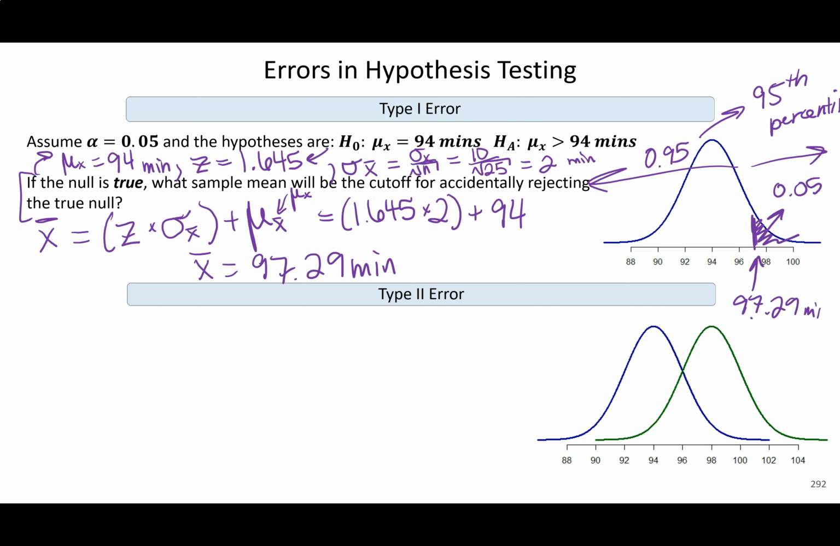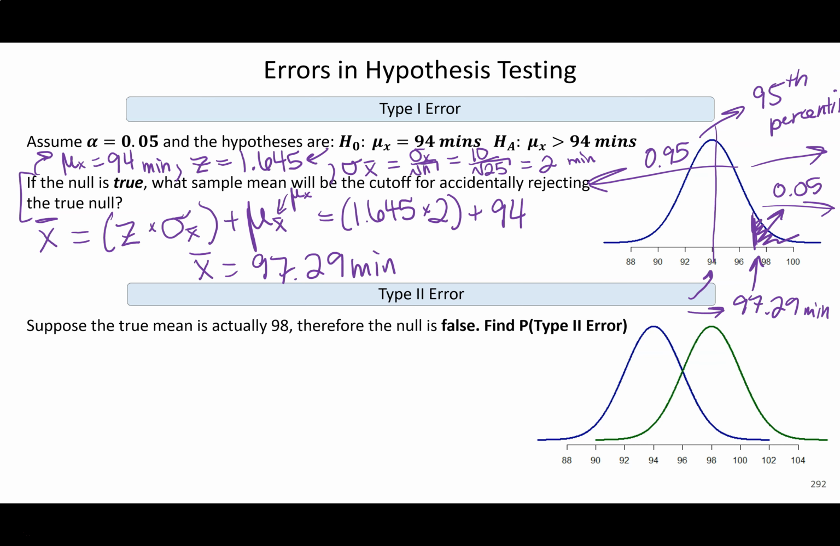97.29 minutes. What this means is if the null is true, and it really is centered at 94, then at 97.29 minutes and higher as a sample mean for 25 observations, 5% of the time we're going to reject when we shouldn't. That would be my cutoff, which we are going to use in our second part here, looking at type 2 error.